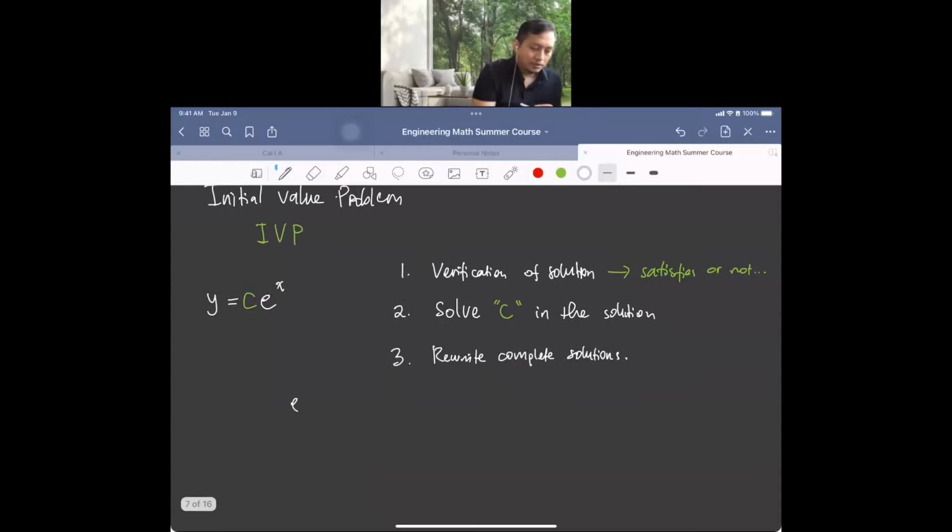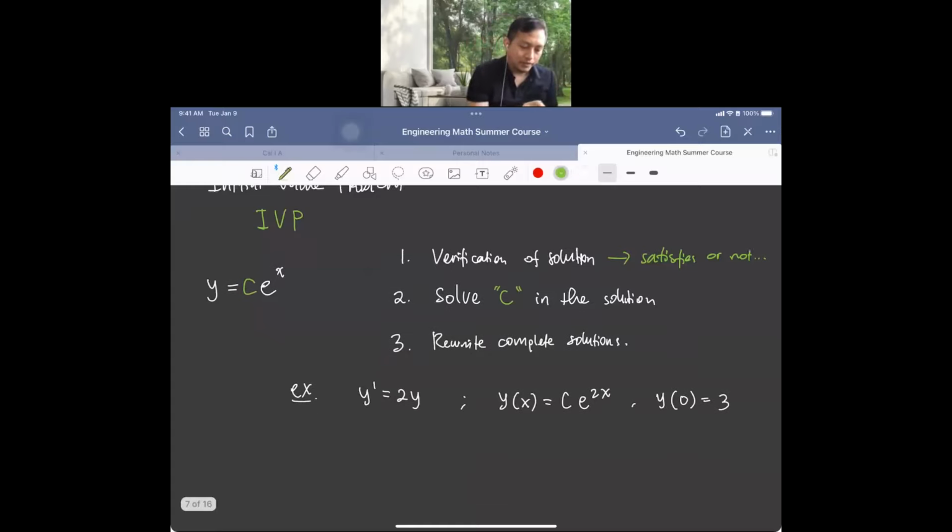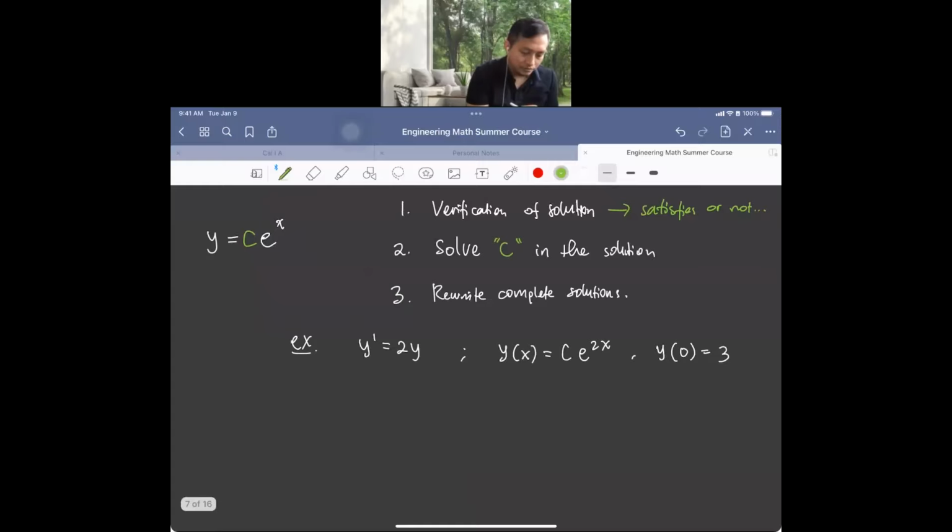Okay, to give you an idea, let me give you an example. Let's say we have y prime equal 2y, just an easy example here. And let's say we have predictions that probably the solutions will be C e to the x, okay? We have an initial value condition that when x is 0, the equation equals 3. Okay, so perhaps we start by verifying that this is true.